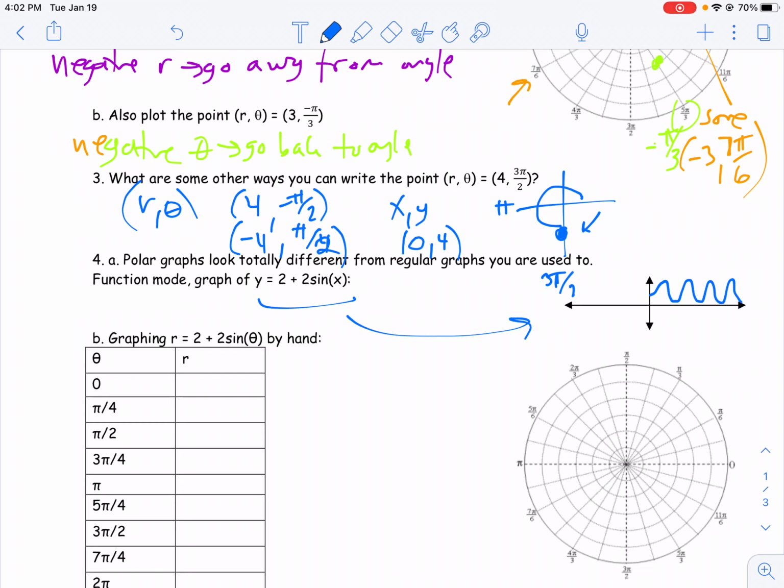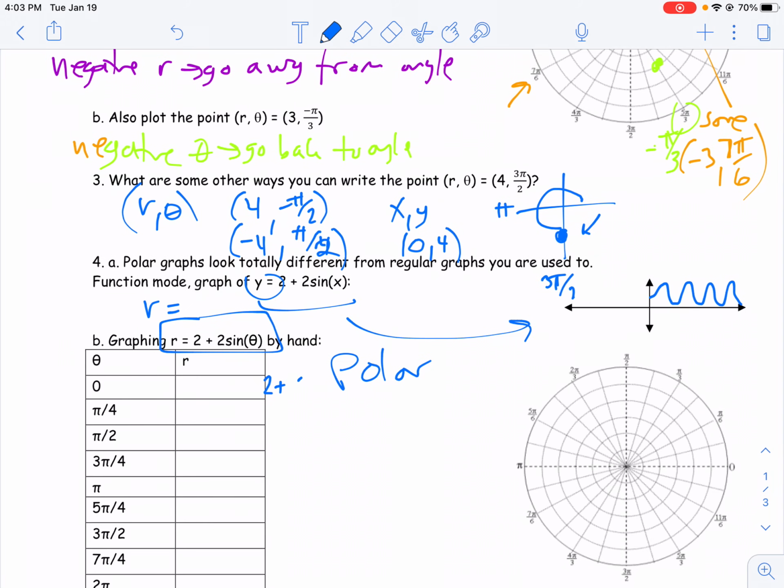Now, if you were to graph this in polar mode, so in polar, we're graphing r equals 2 plus 2 sine theta. The theta is kind of analogous to x. That's the value you plug in, right? Because you have r equals just the same way you have y equals. So you plug in theta values and get a value for r. If you plug in 0, you get 2 plus 2 sine of 0, which is 2 plus 0, so that's just 2.